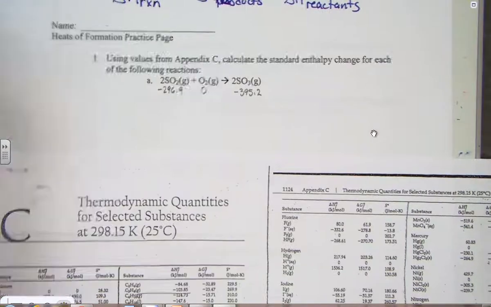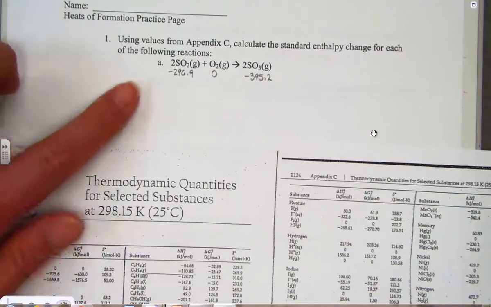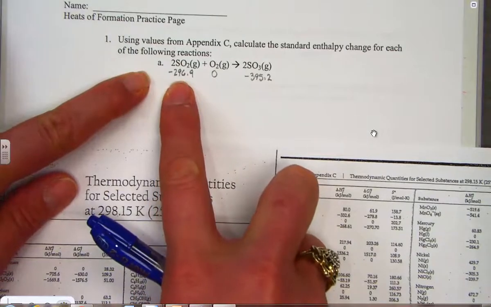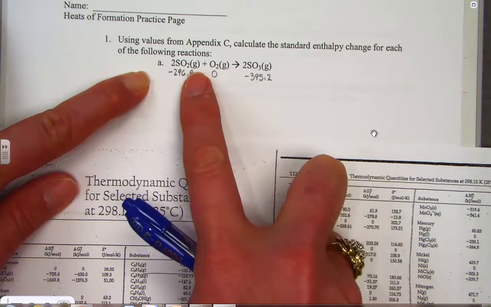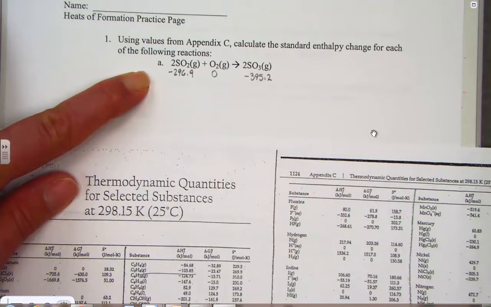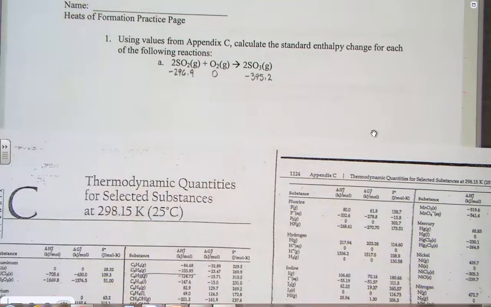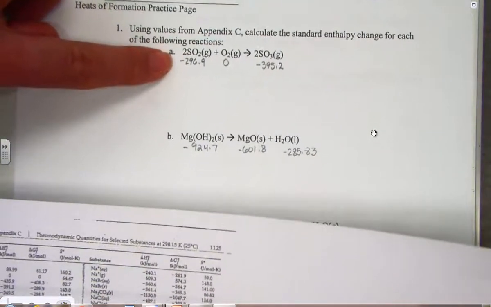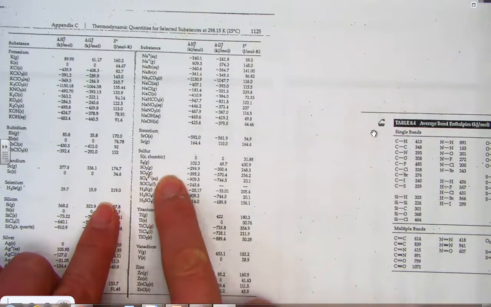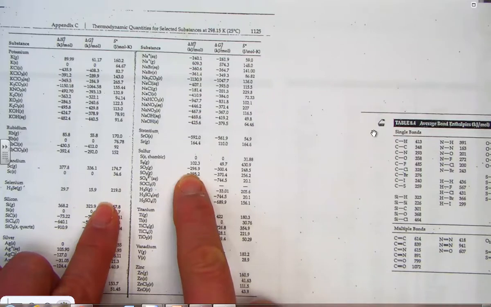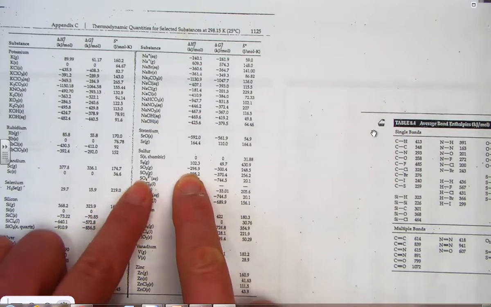Using our Appendix C, calculate the standard enthalpy change for the following reactions. We have gaseous sulfur dioxide combining with molecular oxygen, forming sulfur trioxide, and the states of matter are provided so that we correctly use Appendix C to find the heats of formation. And that's what you see I've done ahead of time. I'm using my Appendix C. I found the SO2 in the gaseous form under sulfur. Sulfur dioxide in the gaseous form, I recorded at negative 296.9. While I was there, one beneath that, sulfur trioxide, negative 395.2.